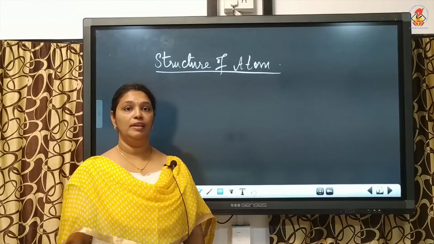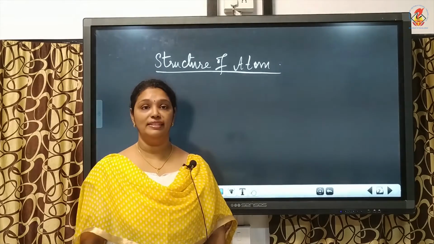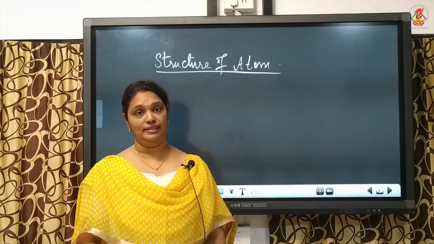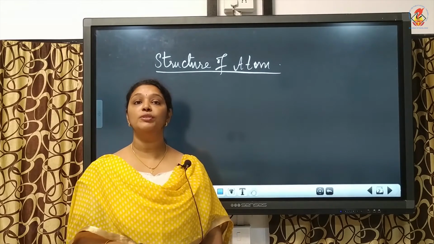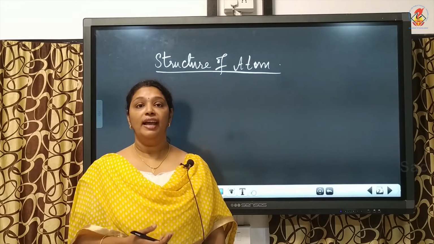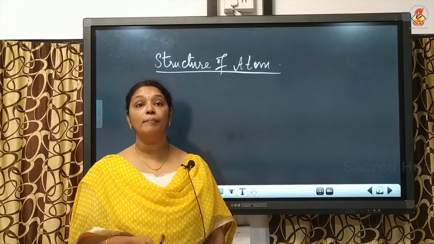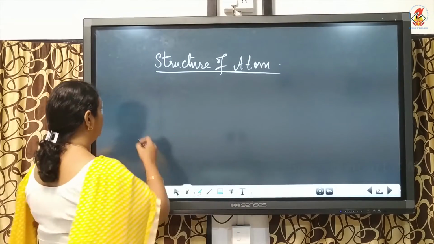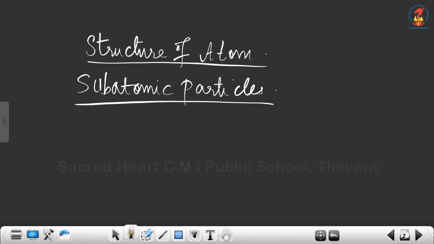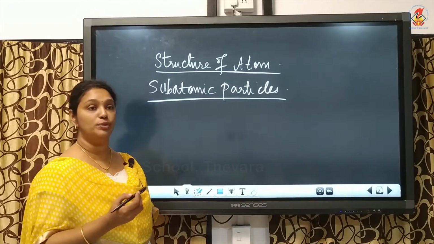Structure of atom. We know that the first scientist to study about the theory of an atom is John Dalton. And we have seen the postulates of Dalton's atomic theory. And it is also found that an atom consists of 3 subatomic particles. And the subatomic particles present in an atom are electrons, protons and neutrons.